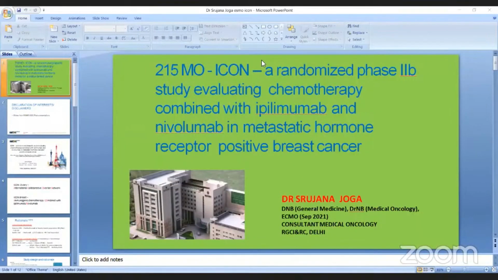Now I invite Dr. Surdhana Joga sir, Consultant Medical Oncology, Rajiv Gandhi Cancer Institute, Delhi, for a randomized phase 2b study evaluating chemotherapy combined with ipilimumab and nivolumab, IO plus IO, in metastatic hormone receptor positive breast cancer.